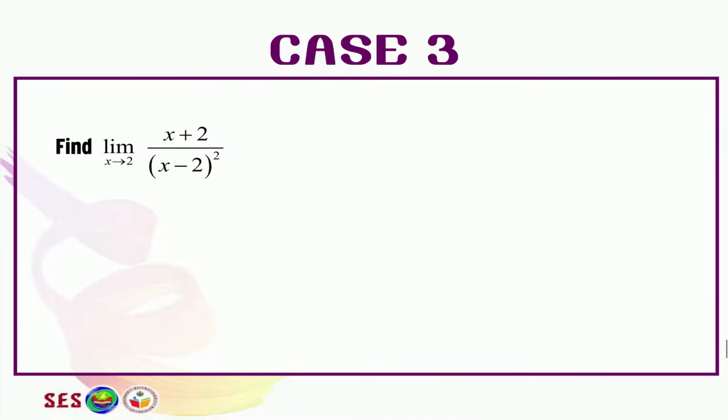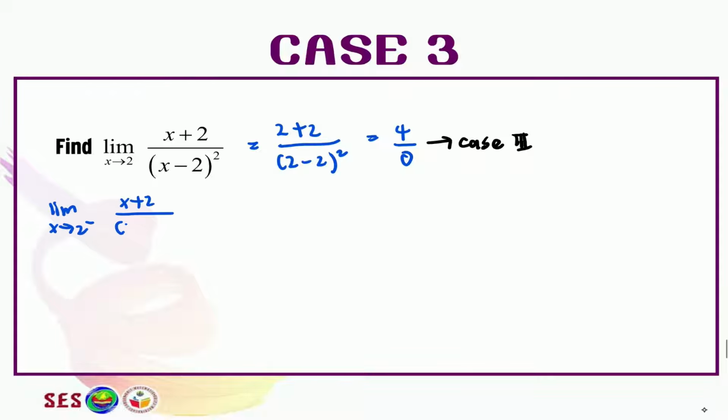Okay, let's try something a bit more challenging than that. Relax, we can do this. First, we substitute to confirm our case. We want to find the limit as x is approaching 2. So substitute 2 into the function here. So we got 4 over 0, which is constant over 0, and our third case. Now that we know that, we're going to find the one-sided limit from both sides.